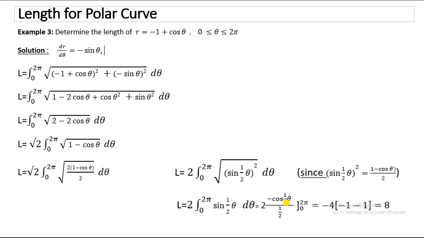If theta equals 2 pi, cosine pi is minus 1. If theta equals 0, cosine 0 is 1. So I will have minus 1 minus 1, minus 2, multiplied by minus 4, I will have 8. The length is 8.